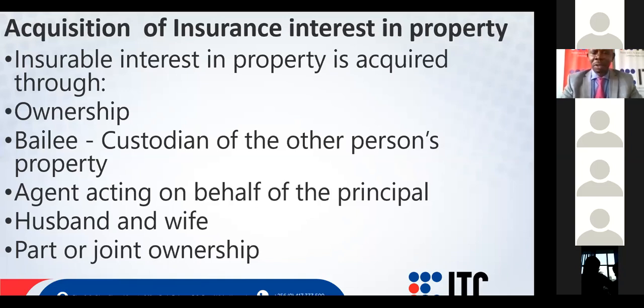Then the agent working on behalf of the principal. If you have goods and you see they're at risk, you are free to insure them because you are doing it on behalf of the principal, but at the same time, if they are lost, you may become accountable.